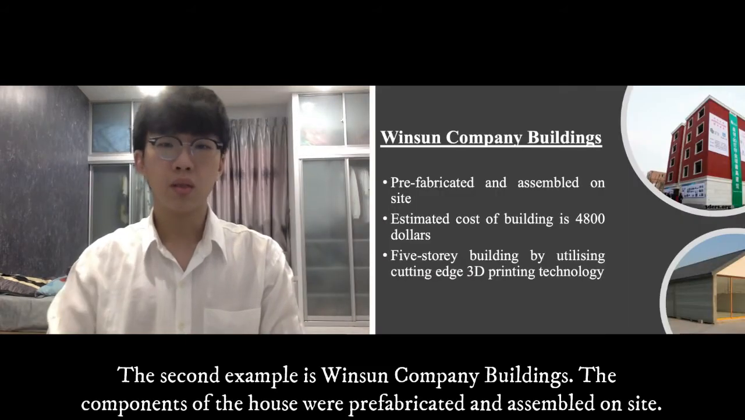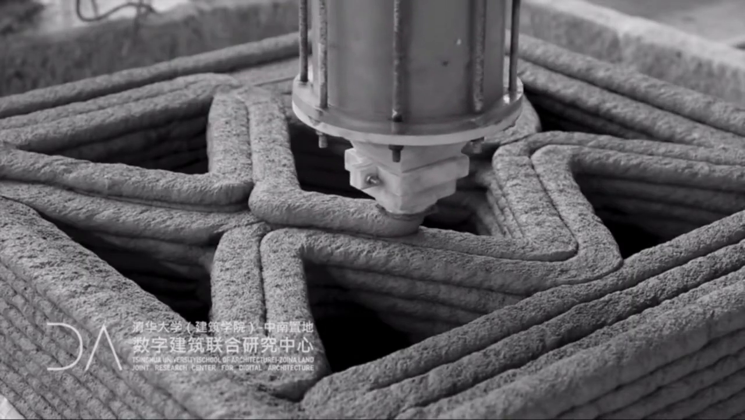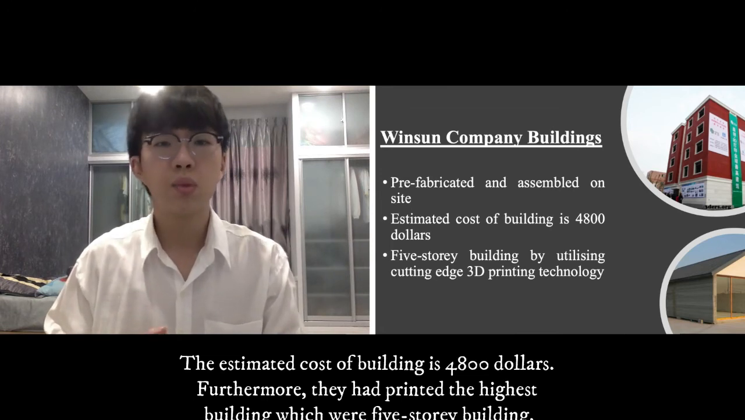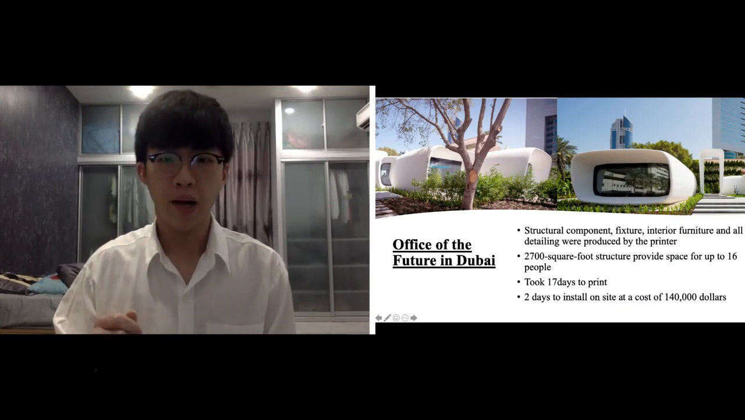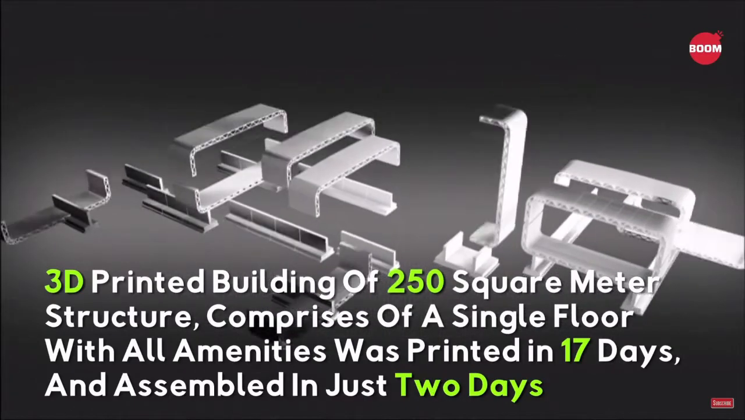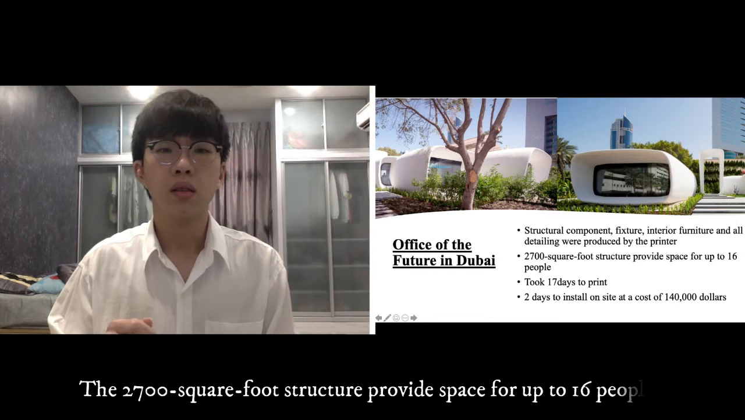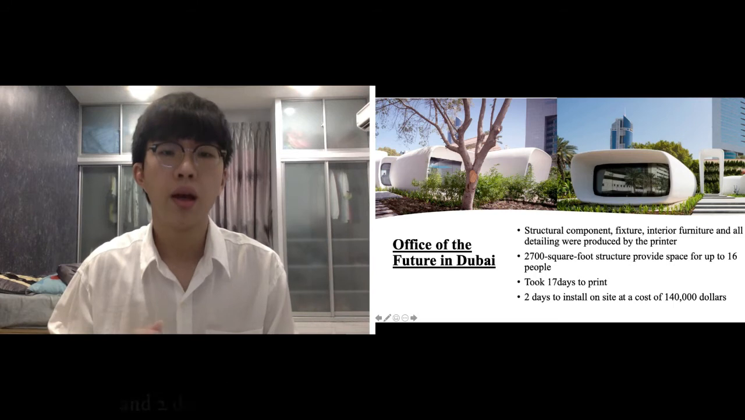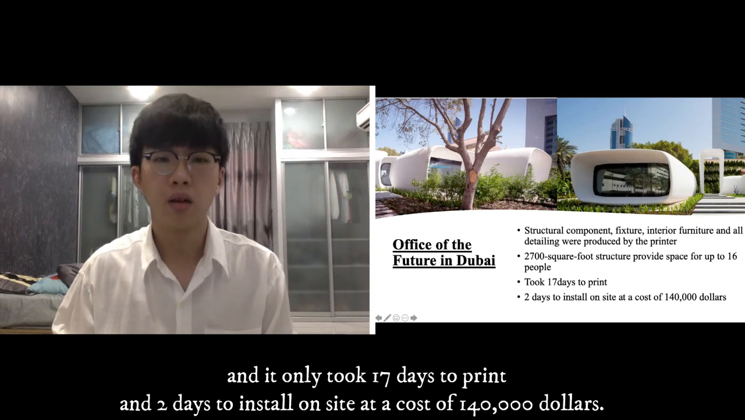The second example is Winsun Company buildings. The components of the house are fabricated and assembled on site, and the estimated cost of the building is $4,800. Furthermore, they have printed the highest building, which is a 5-story building. The third example is the Office of the Future in Dubai. The building's structural components, fixtures, interior furniture, and all the detailing are produced by the printer. The 2,700 square foot structure provides space for up to 16 people, and it only took 17 days to print and 2 days to install on site.